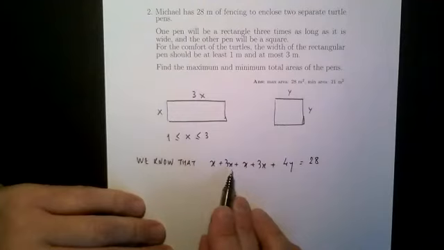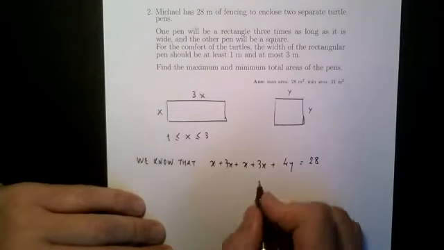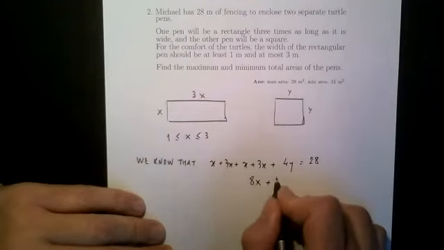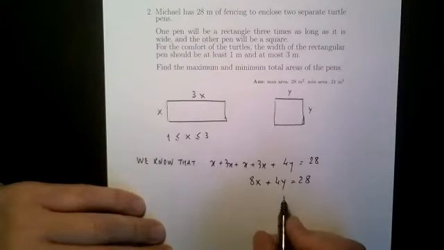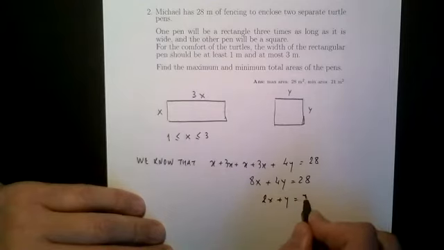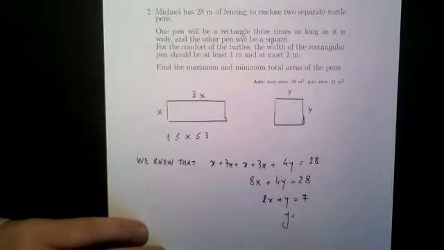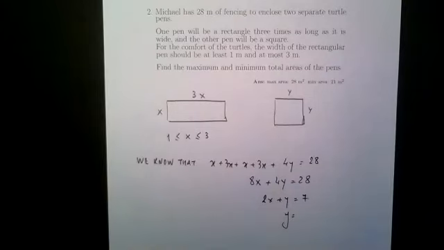So 8x plus 4y is equal to 28. If you divide everything by 4, 2x plus y is equal to 7. And so y is 7 minus 2x. Okay, so far?